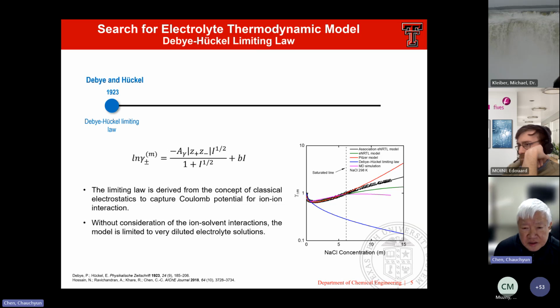Over the past more than 100 years now, it all started with the Debye-Huckel equation. The Debye-Huckel equation captured the Coulombic potential for ion-ion interaction. However, without considering other physical phenomena such as molecule-ion interaction and so on, the model is only applicable to very dilute electrolyte solutions. For example, for sodium chloride, the mean ionic activity coefficient of it, Debye-Huckel could only represent the very dilute region here.